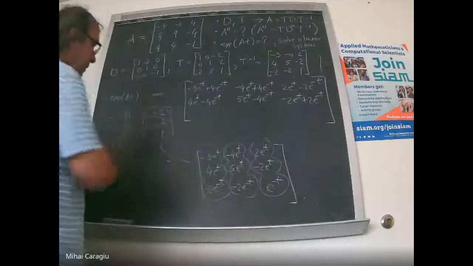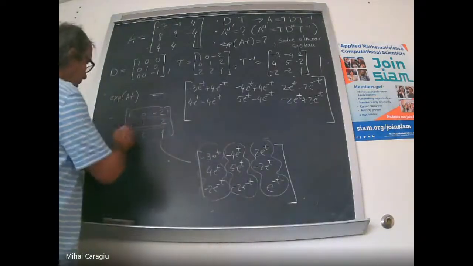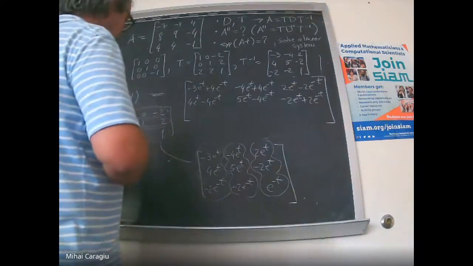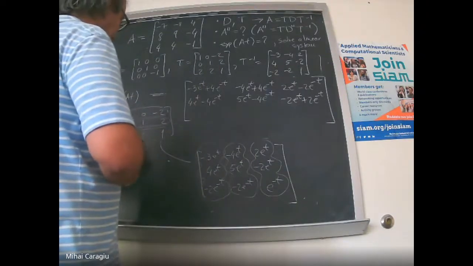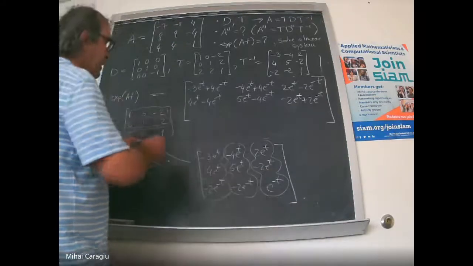Third, first. Okay, so let's see what we get here. 2 2 1 is the third row here. So minus 6 e to the power t plus 8 e to the power t is 2 e to the power t, minus 2 e to the minus t.